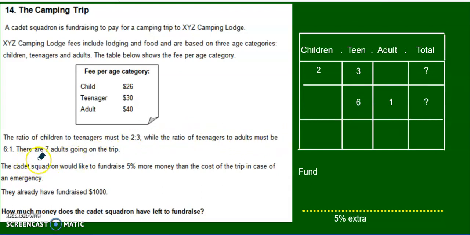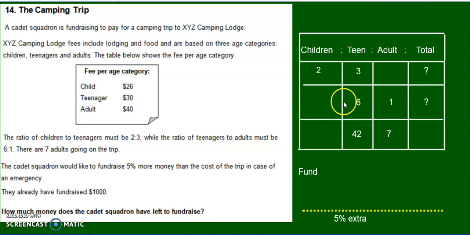Okay, and then it says there are 7 adults going on the trip. So the next row, we have another piece of information, 7 adults. If there are 7 adults, how many teenagers must there be? Well, for every adult, I need 6 teenagers. So if I have 7, this should be times 7, so this should be 42. There are 42 teenagers.